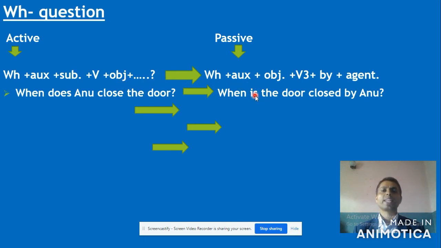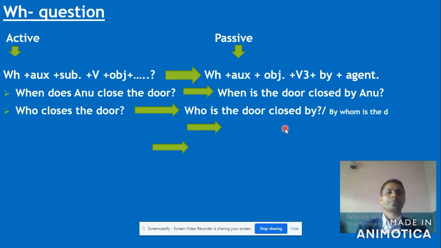So, when is the door? This is the object, and this is the subject. When is the door closed? This is the past participle form of the verb, verb 3, closed, by Anu, by plus agent. Here Anu, the subject, becomes just like an object, by plus agent. Got it? Well, let's look at the next one.